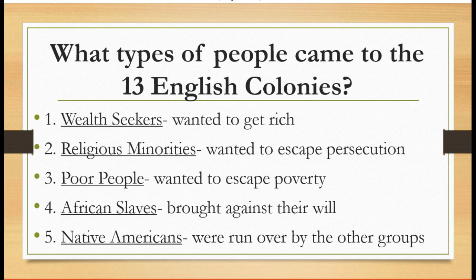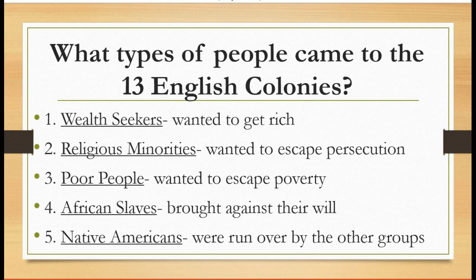The fourth group of people that came to the 13 English colonies were African slaves. And of course, these people were brought here against their own will, and they were brought here to serve as slaves. They did not have the opportunity to pursue their own ability to make money or to have a farm or raise a family. All of these things were taken away from them as they were brought here as slaves.